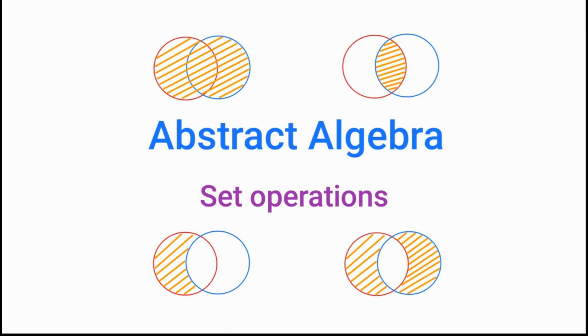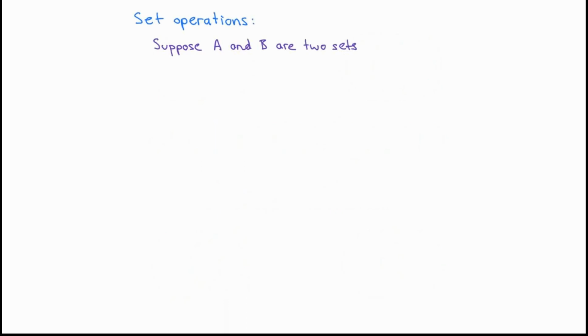In this continuation of our introductory videos, I'm going to talk about set operations. First of all, if A and B are two sets, then the union of A and B is defined to be the set of all x which are in A or B.